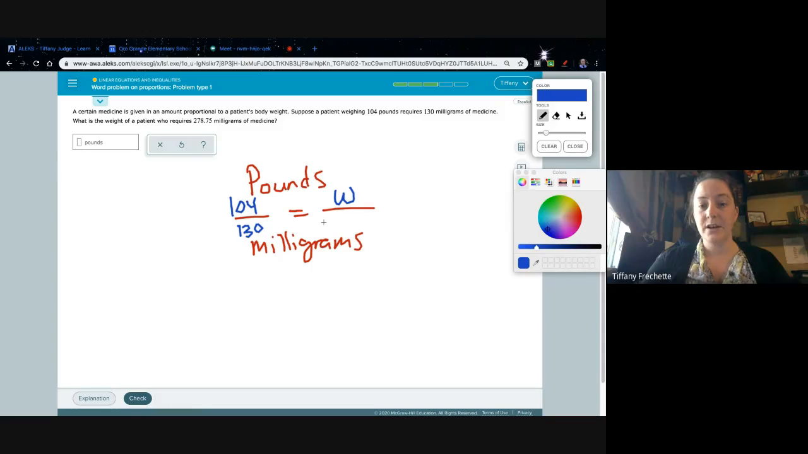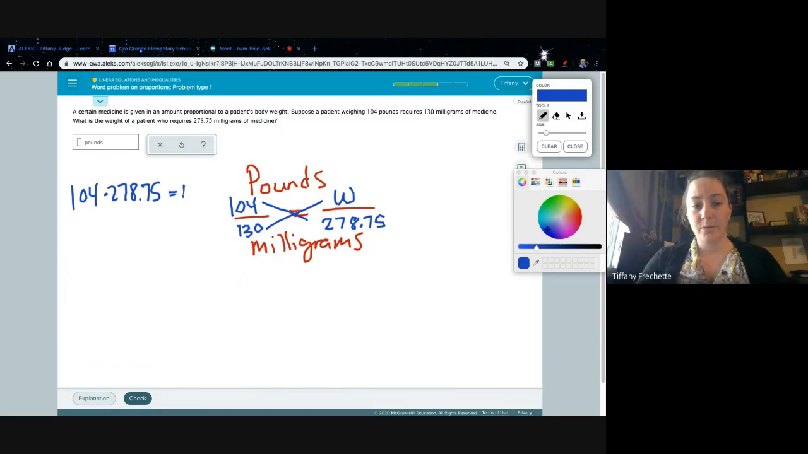What is the weight of a patient, so we don't know the weight, who requires 278.75 milligrams? So they're being very specific there, aren't they? But we know it's milligrams, so it goes in the bottom. So let's start cross multiplying here. I'm going to write it off to this side this time. 278.75 equals 130 times W. All right, let's grab our calculator here.